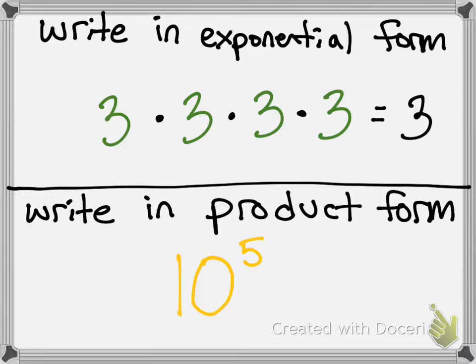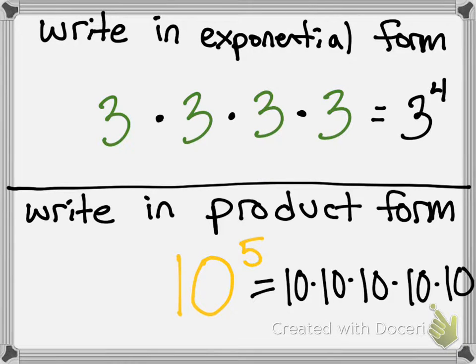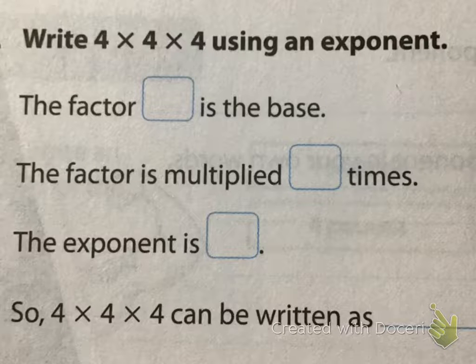Exactly. So the initial number, our factor, is our base. That's going to be our big number. And how many times we see it is going to be our exponent, our power, or our little number. Similarly, as we know, if we wrote this in product form, it would be 10 times 10 times 10 times 10 times 10, which some of you astutely told me, thank you, Ben, thank you, several of you, that it is 100,000.